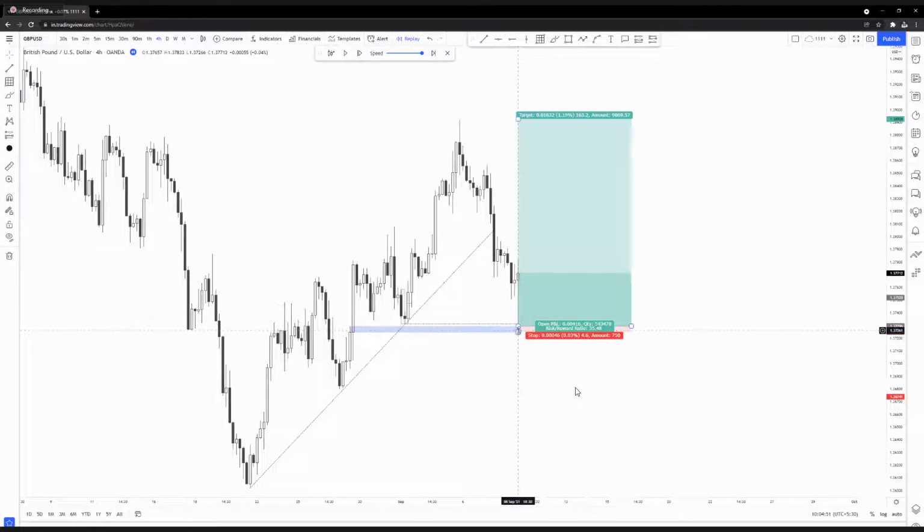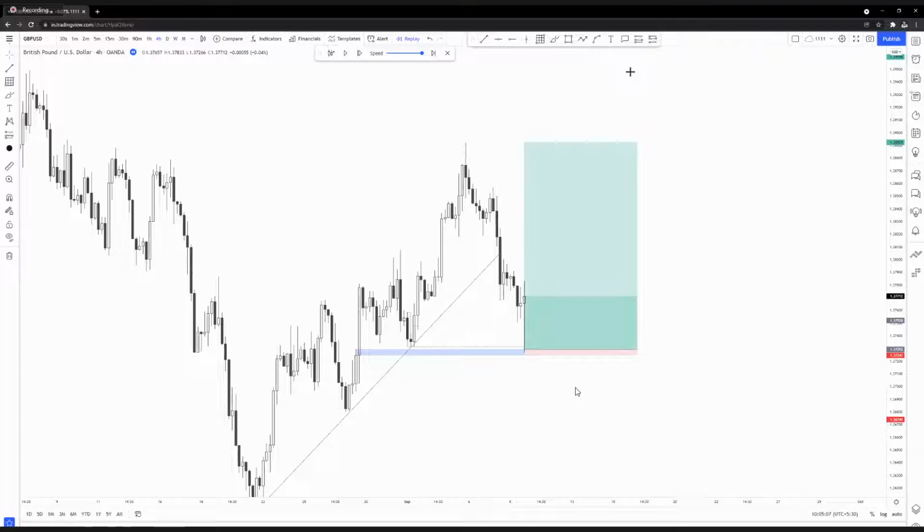Right into the entry, and then look at the rejection. This is that rejection you will get every single time you get the right entry. Instant profits. As soon as it taps you in, you're in 40, 50 pip profits. And then where are we targeting? We're targeting this high itself.